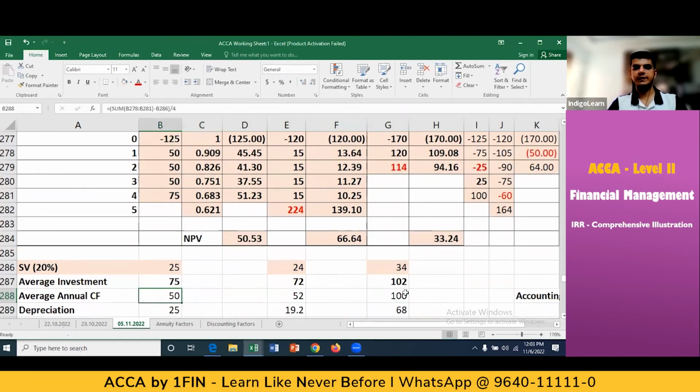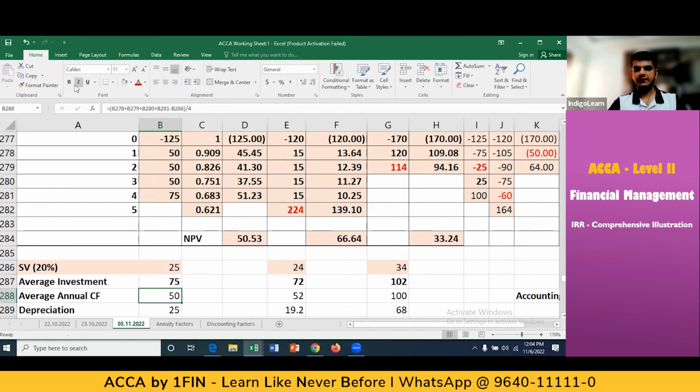So if we want to see the average annual cash flow, it is 50, 50, 50. Here also we'll take 50. We don't have to add the scrap value. So what I have taken is 50 plus 50 plus 50 plus, here since it is already added scrap value, I'll just deduct from here. Totaling to 200. Now I want the average, so it is for 4 years. I'll just divide it by 4.